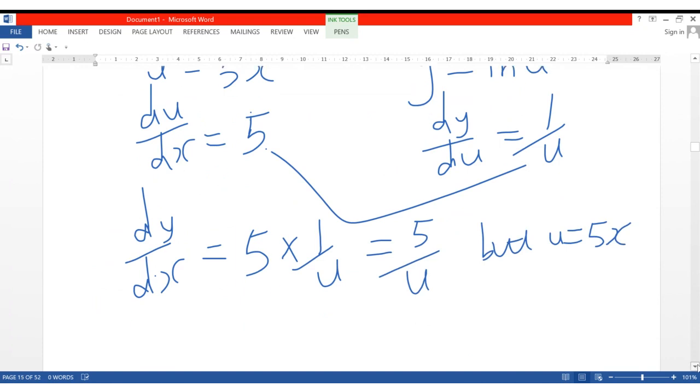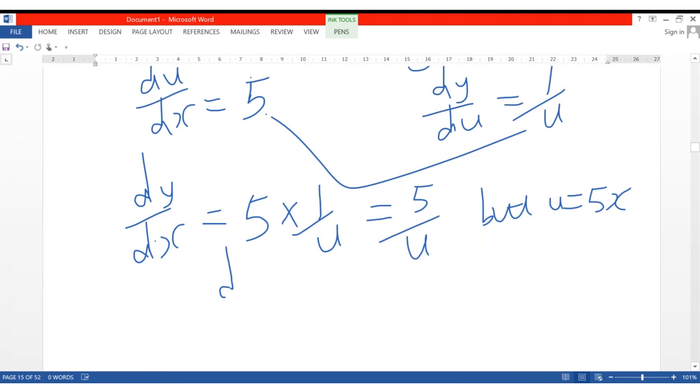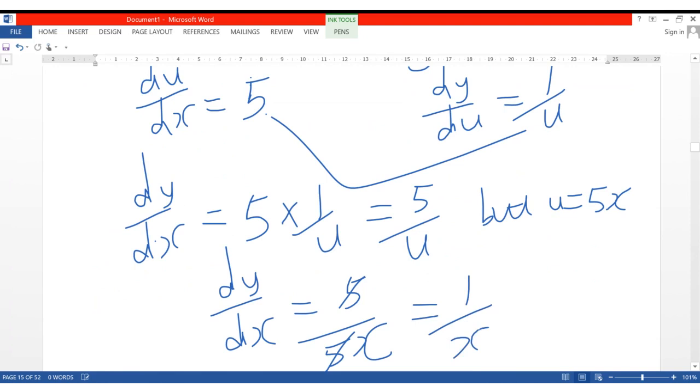I'll be able to get that dy over dx will be given by 5 over 5x. I cancel that one, and I'll end up with 1 over x, and that is the final answer. So you can see my final answer is not 1 over 5x, but it is 1 over x.